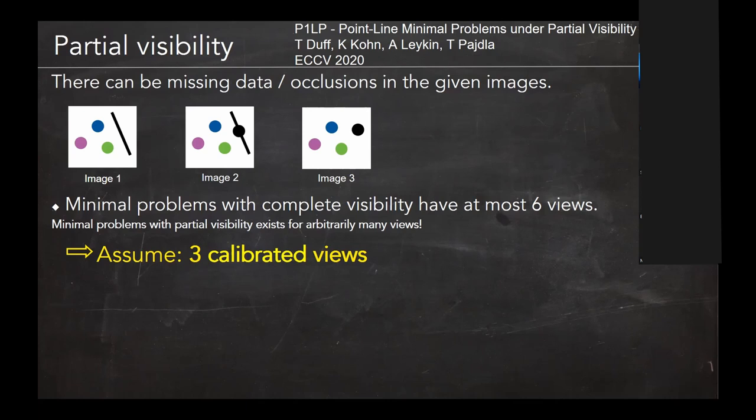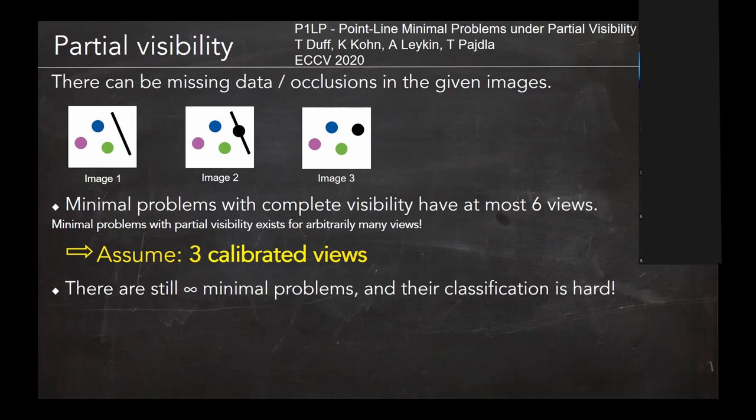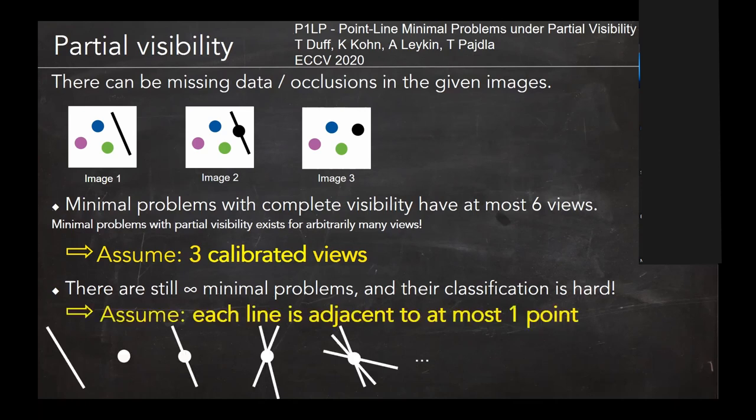So we take 3 cameras. And then there are still infinitely many of those minimal problems. So we have to somehow manage this infinity of possible cases. And the idea is, of course, to create some equivalence classes and then classify those equivalence classes. And in order to be able to do it, we still had to take into account a constraint that each line in space can be incident to maximally 1 point. Right, so this is some constraint.